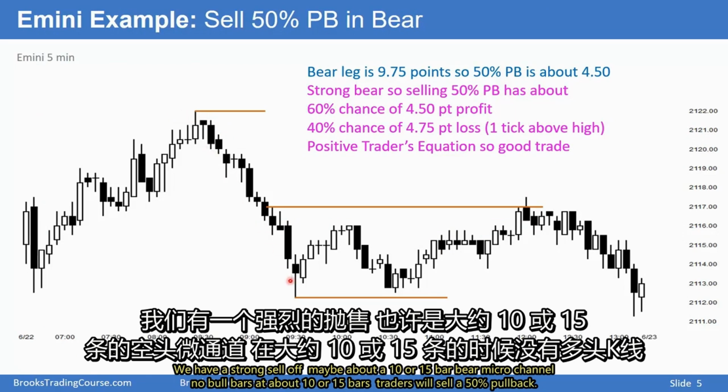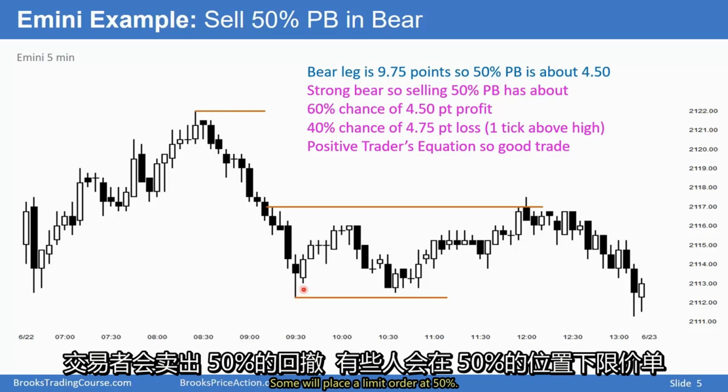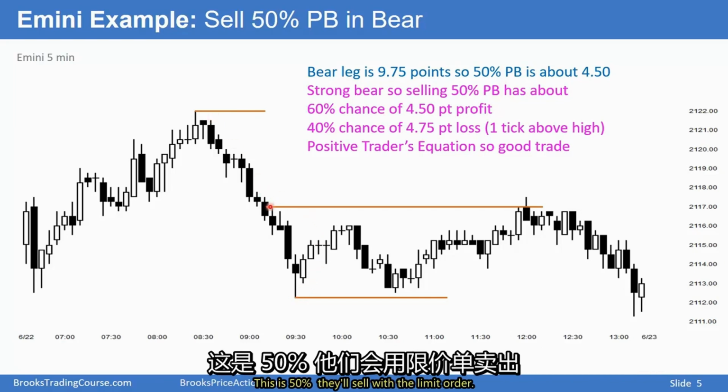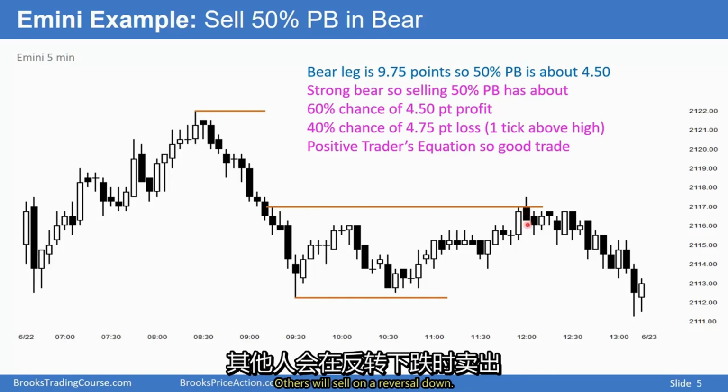We have a strong sell-off, maybe about a 10 or 15 bar bear microchannel, no bull bars in about 10 or 15 bars. Traders will sell a 50% pullback. Some will place a limit order at 50%. This is 50%. They'll sell with a limit order. Others will sell on a reversal down.